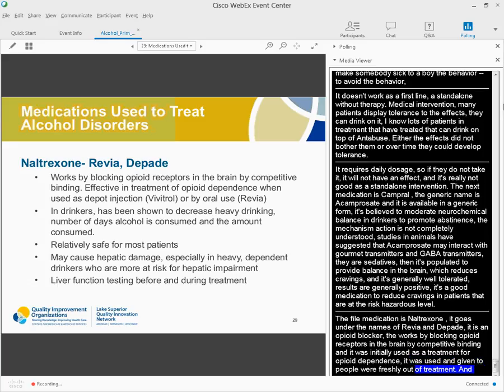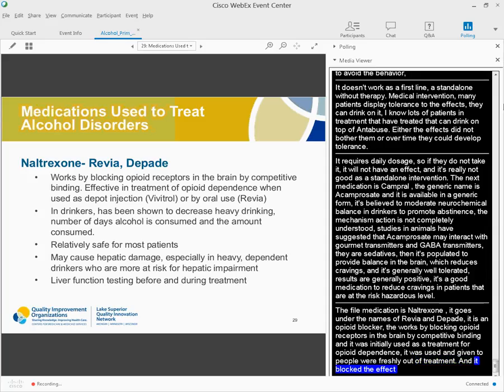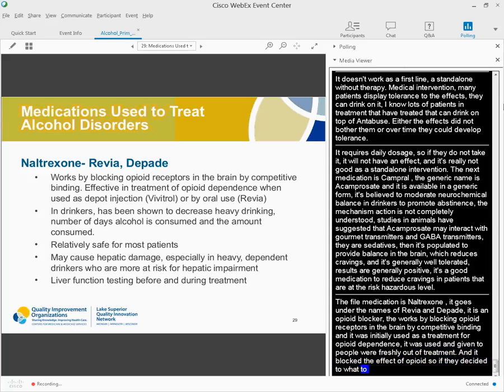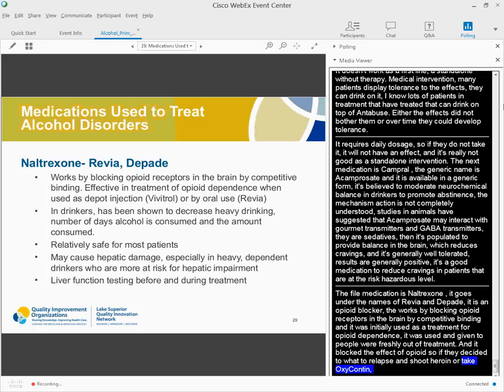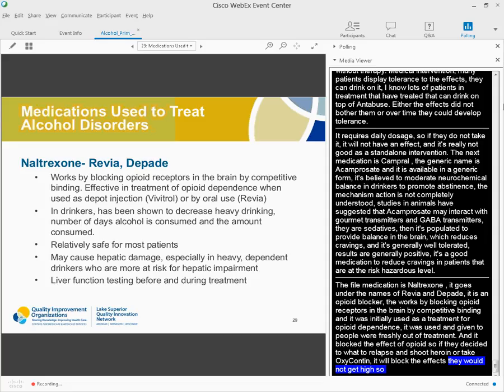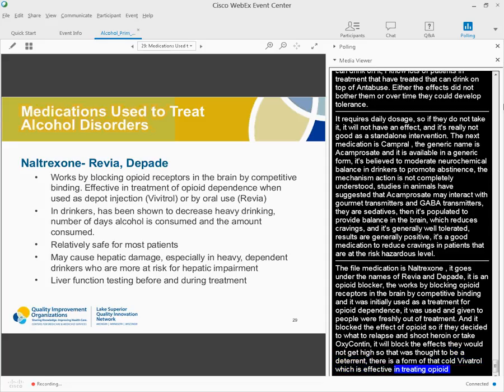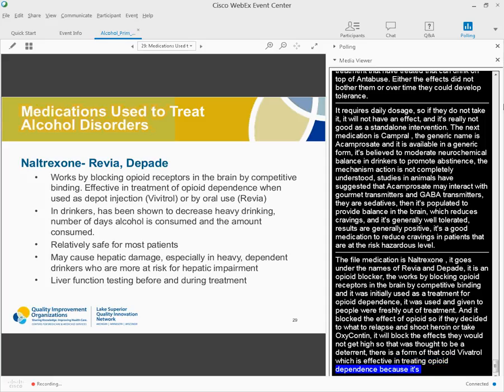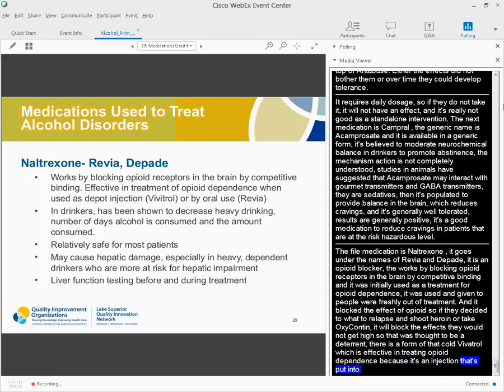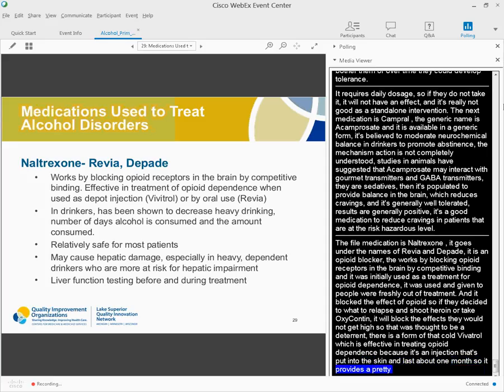So if they decided they wanted to relapse and shoot heroin or take OxyContin or any kind of opioid, the naltrexone would block the effect, so they wouldn't get high. So that was thought to be a deterrent. There actually is a form of that in depot injection now called Vivitrol that is pretty effective in treating opioid dependence. It's put under the skin, and it lasts about a month. So it provides a pretty long-acting opioid blocking. So it can be an effective tool in treating opioid dependence.